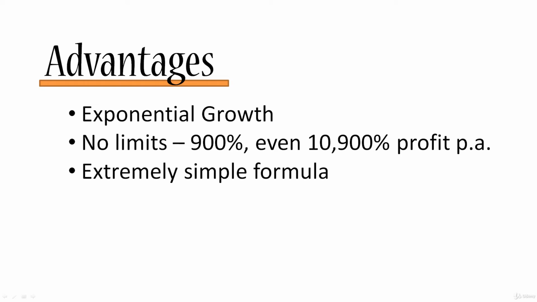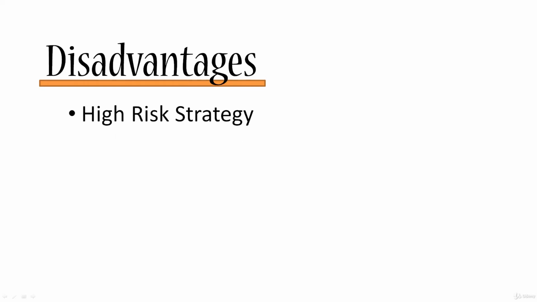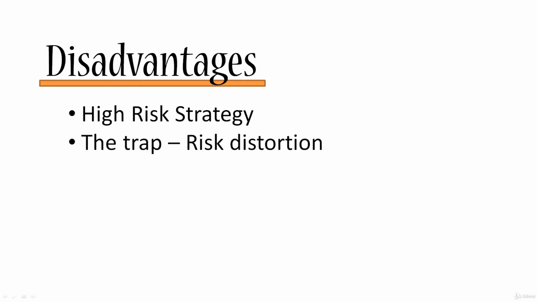Now, the disadvantages. It's a very high risk strategy. From what we've seen, you can earn substantial profits, but the losses can be very substantial too. The next disadvantage is, of course, the trap, which causes risk distortion. Traders often employ the Larry Williams method without understanding the risk distortion consequence behind it. And that is in itself a very dangerous aspect of the Larry Williams method.